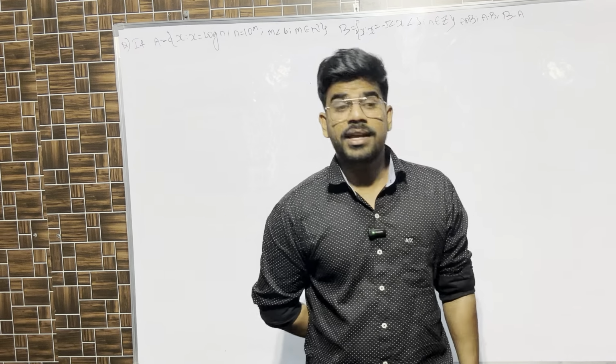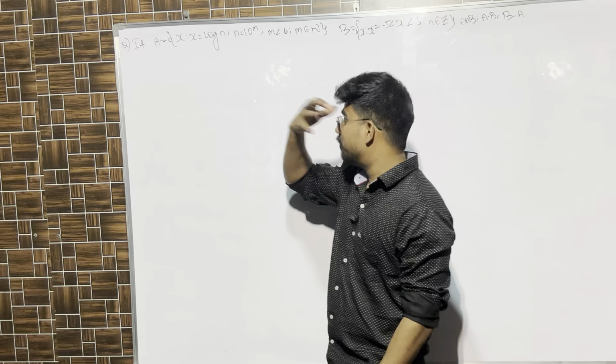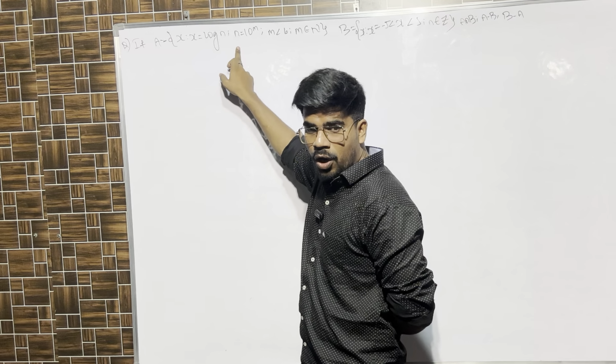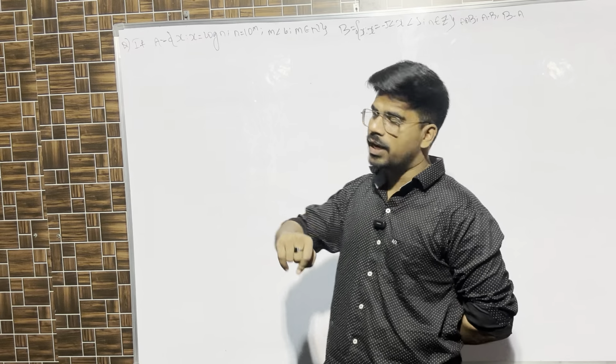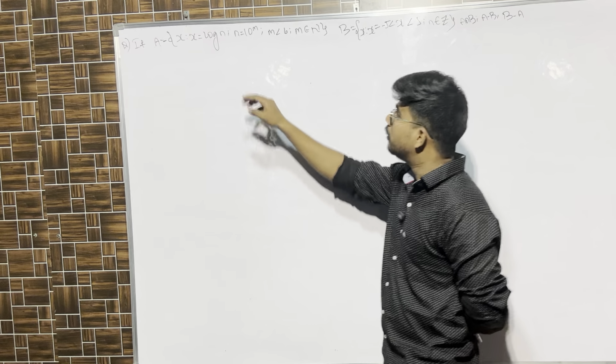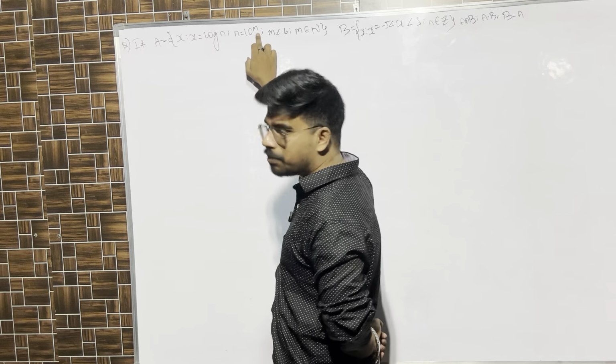B is pretty easy. A is complicated here. See, log n. This is actually a combination of questions from real numbers and sets. One of the formulas from real numbers will be utilized here. I'll explain to you. Log n, where n's value is 10 power m.